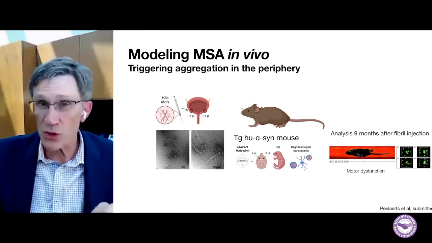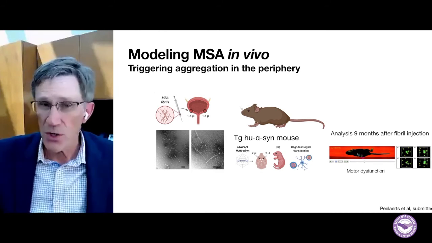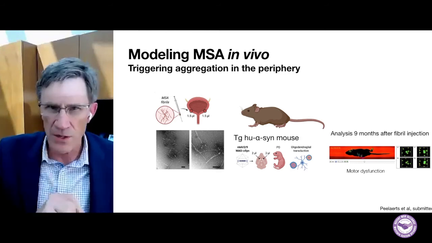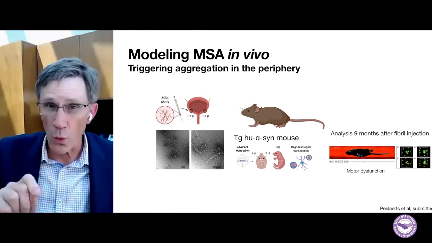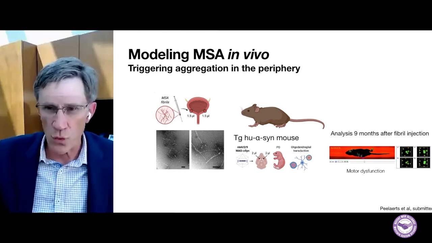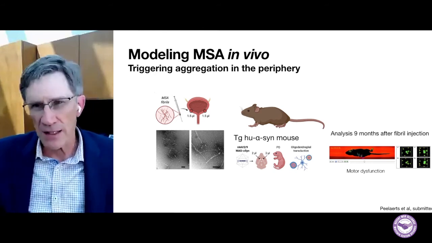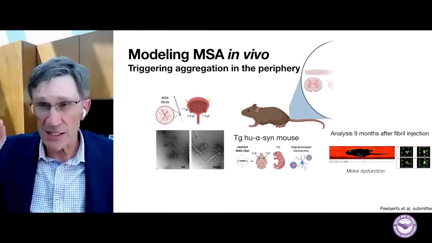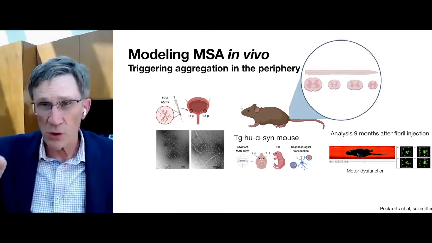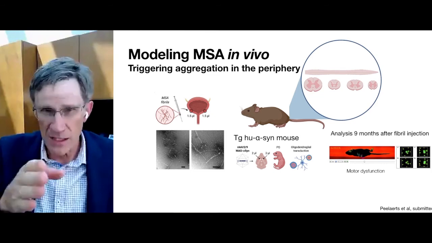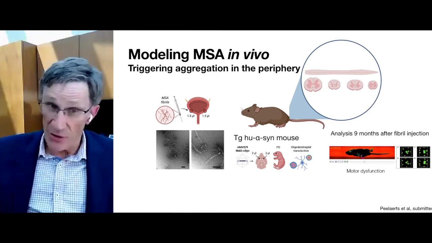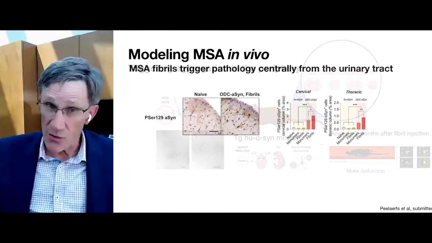And we actually saw some changes in their gait. So over time, after injecting fibrils into the urinary bladder, something went wrong with their ability to walk. And then at the end of the experiment, we took the animals and, as you see in this schematic, sectioned the spinal cord and the brain stem and looked for pathology. And here in the next slide is what we found.